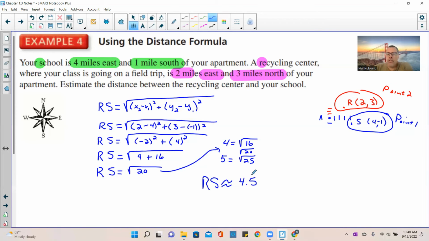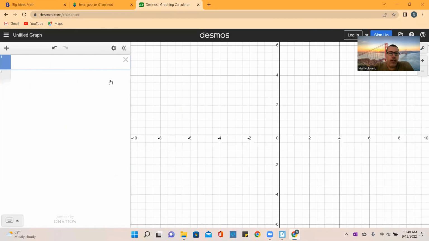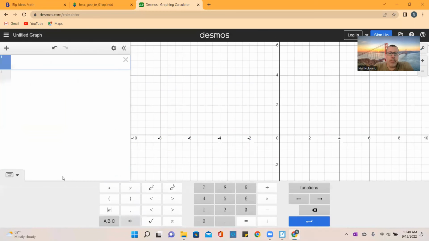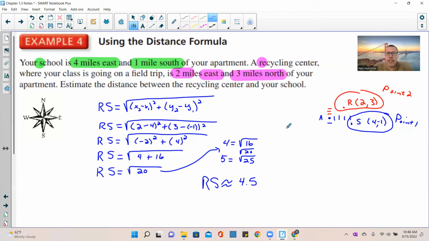Okay, and so let's now go to Desmos. I believe I can put that in; I think it calculates the square root of 20. And there it is right there, 4.472. So we just rounded to 4.5. Okay, so now let's plot these and check and see.